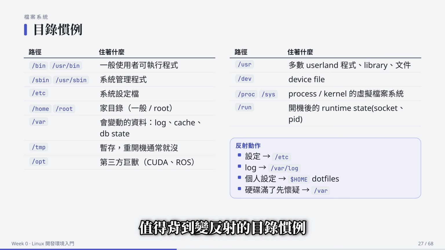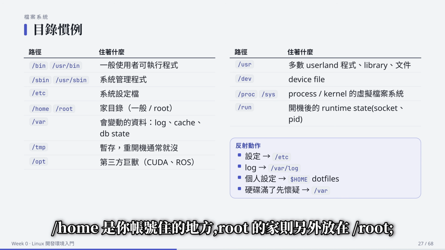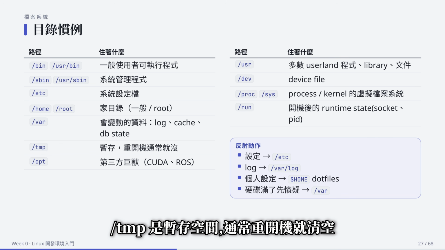Directory conventions worth memorizing until they're reflexive. /bin and /usr/bin hold programs, /etc holds system configuration, /home is where your account lives. While root's home is kept separately at /root, /var holds data that keeps changing, with logs collected under /var/log. /tmp is scratch space, usually wiped on reboot.